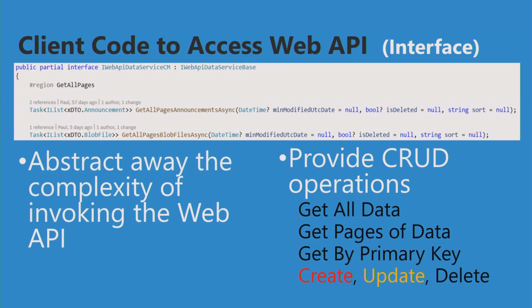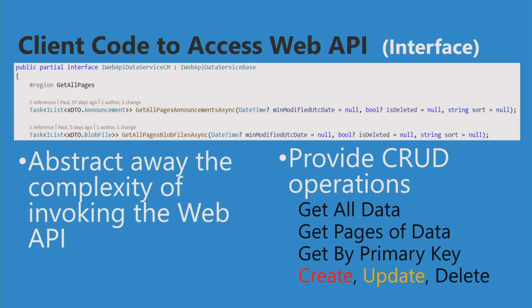Client code to access the web API. The idea is we've generated the web API, so we know what that looks like. That means we can also generate the client-side code to access that web API. And it's abstracting away the complexity from our Xamarin developer of the intricacies of calling that web API. They could still get down to the bare bones and do it, but what we've done over here is provide simple methods for them to call and pass in something like a minimum modified date, or whether they want deleted records or not, or how they want the data sorted to come back. And this is responsible for then calling the web API. And we'll see some examples of that.